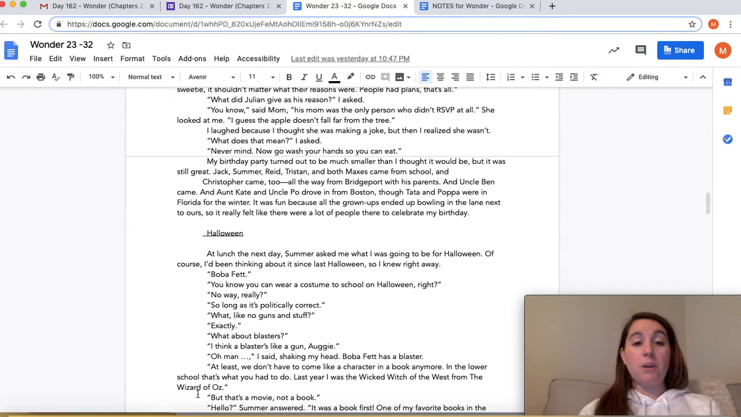My birthday party turned out to be much smaller than I thought it would be, but it was still great. Jack, Summer, Reed, Tristan, and both Maxes came from school. And Christopher came too, all the way from Bridgeport with his parents. And Uncle Ben came, and Aunt Kate and Uncle Poe drove from Boston, though Tata and Papa were in Florida for the winter. It was fun because all the grown-ups ended up bowling in the lane next to ours, so it really felt like there were a lot of people there to celebrate my birthday.